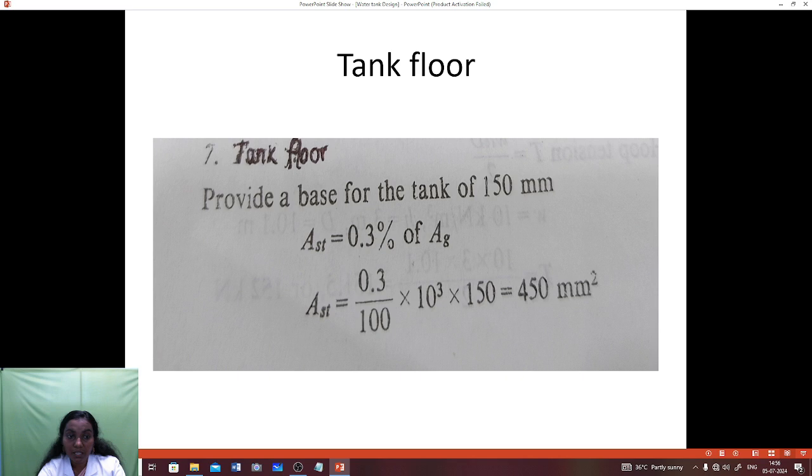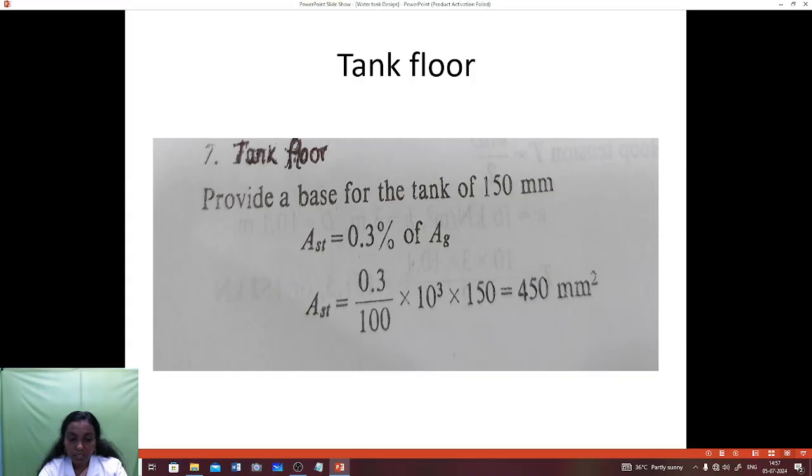Okay. Next, we have already found the diameter, height and depth, horizontal reinforcement and vertical reinforcement. Then the tank floor, the water tank floor. Last one is the floor. How to find the floor thickness?